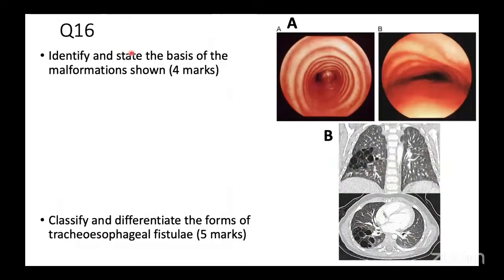All right, question 16: identify and state the basis of the malformation shown. And then part B: classify and differentiate the forms of tracheoesophageal fistula. So this is a question on the respiratory system. I'll give you a minute.